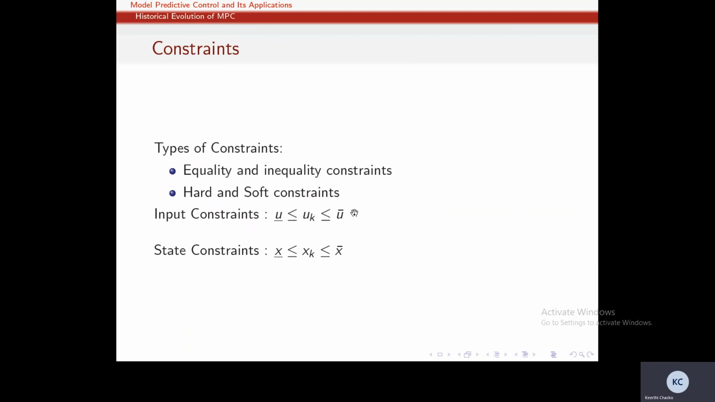Input constraints are represented like this: this is the lower bound, this is the upper bound, and this is the control value. State constraints are represented like this, with a lower bound, an upper bound, and the state. The state should lie between these two. Based on whether we are using hard or soft constraints, the MPC problem will again be divided into many different cases. We'll see that in later slides.